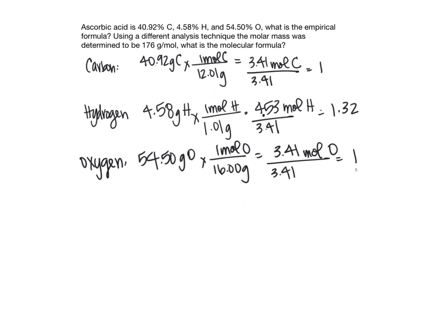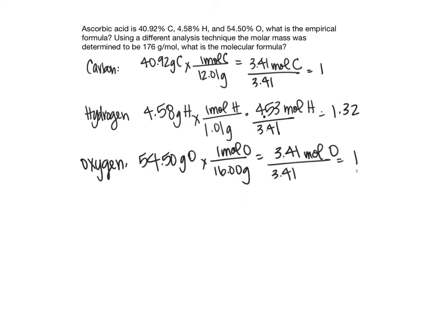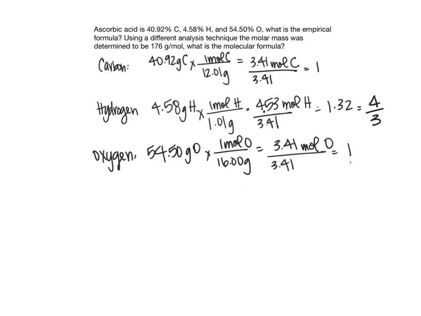So we need to think about what's happening with this 1.32. So 1.32 is also equal to 4/3. So we need to do fraction math. Now, fraction math is going to allow us to convert 4/3 into a whole number. So we're going to multiply through by 3. So everybody will get multiplied by 3. So our empirical formula is C3H4O3.